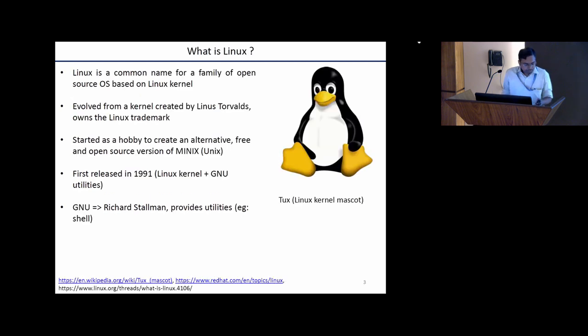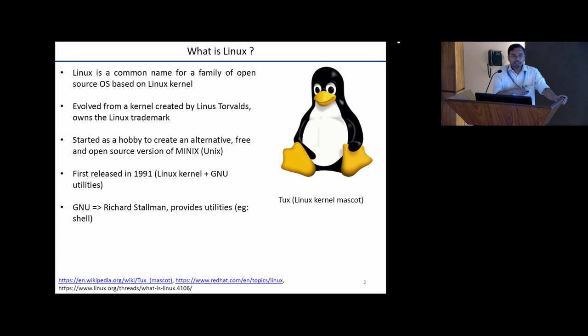So let us start with understanding what is Linux. So Linux is a generic name for a family of operating systems. It is not one operating system. It is a family of operating systems which are based on something called the Linux kernel. Right? So Linux is a trademark owned by Linus Torvalds, because he created the Linux kernel. I'll tell you what kernel is in a while.